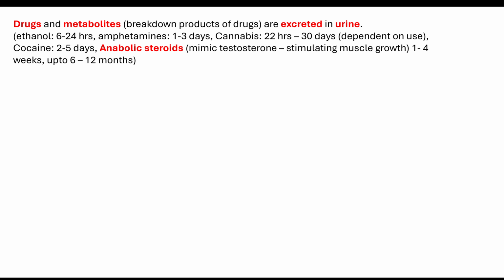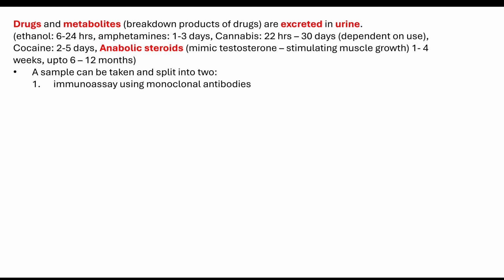So how do they test for it? Well, a sample can be taken and it would then be split into two. The first sample will be tested using monoclonal antibodies. So they use an immunoassay, so they've taken antibodies that are put into a very specific position, and they then run the sample through, and that will indicate whether or not there is a drug present. So that's the first way that they are going to test.